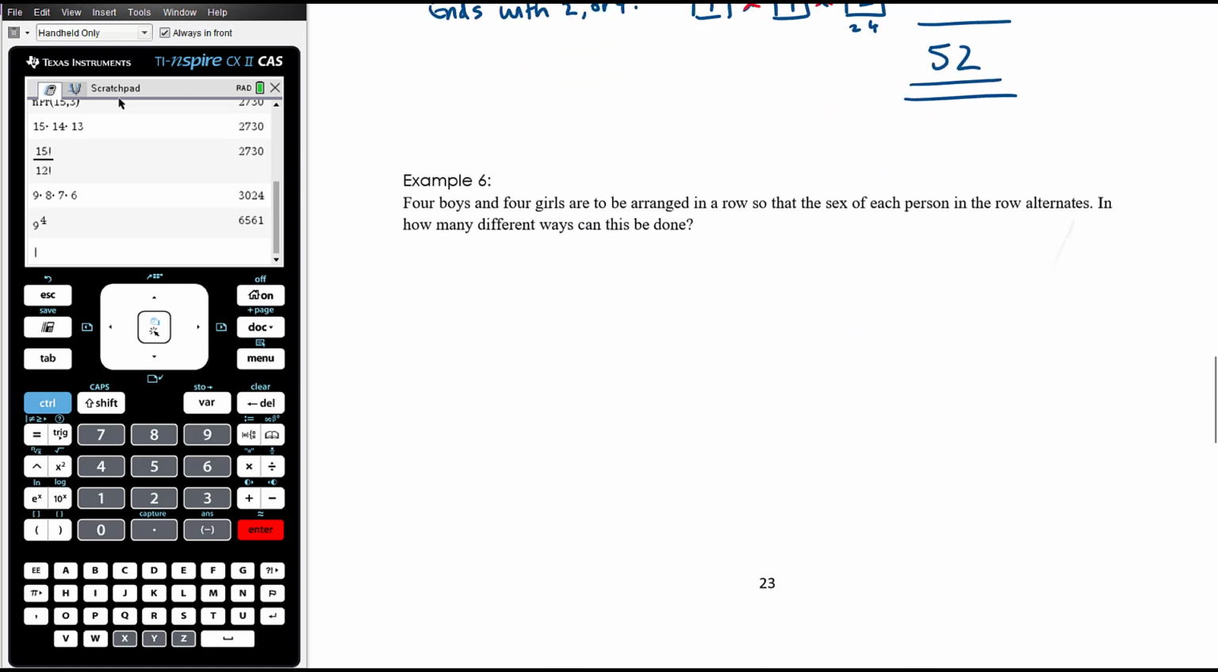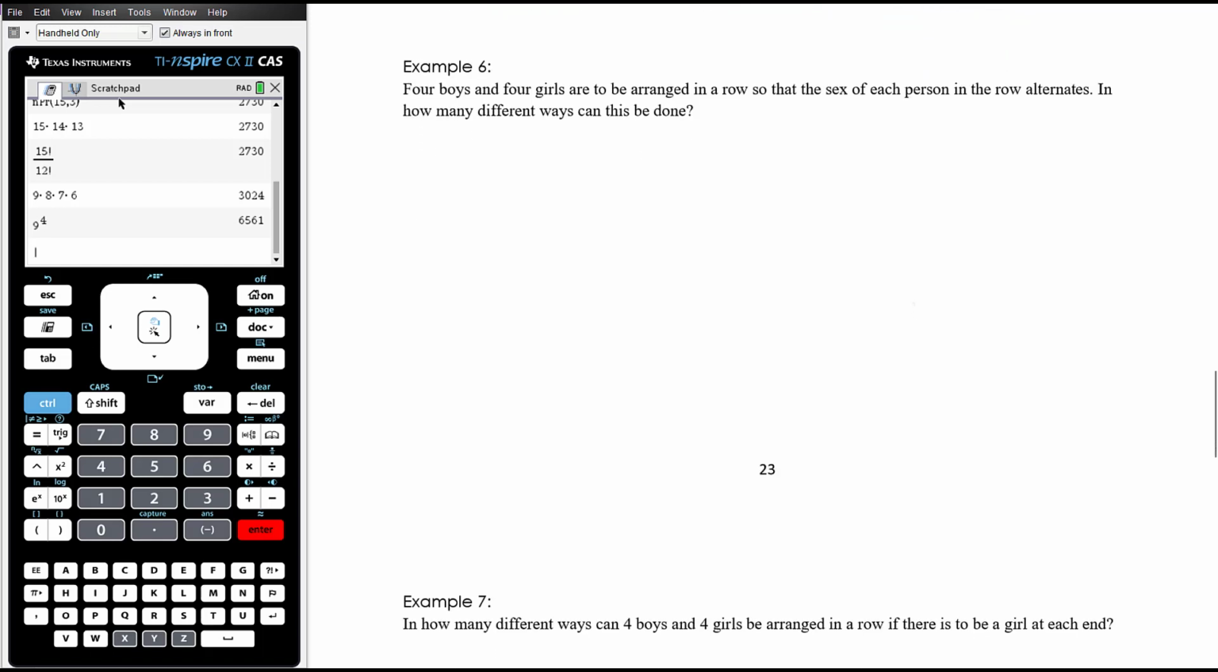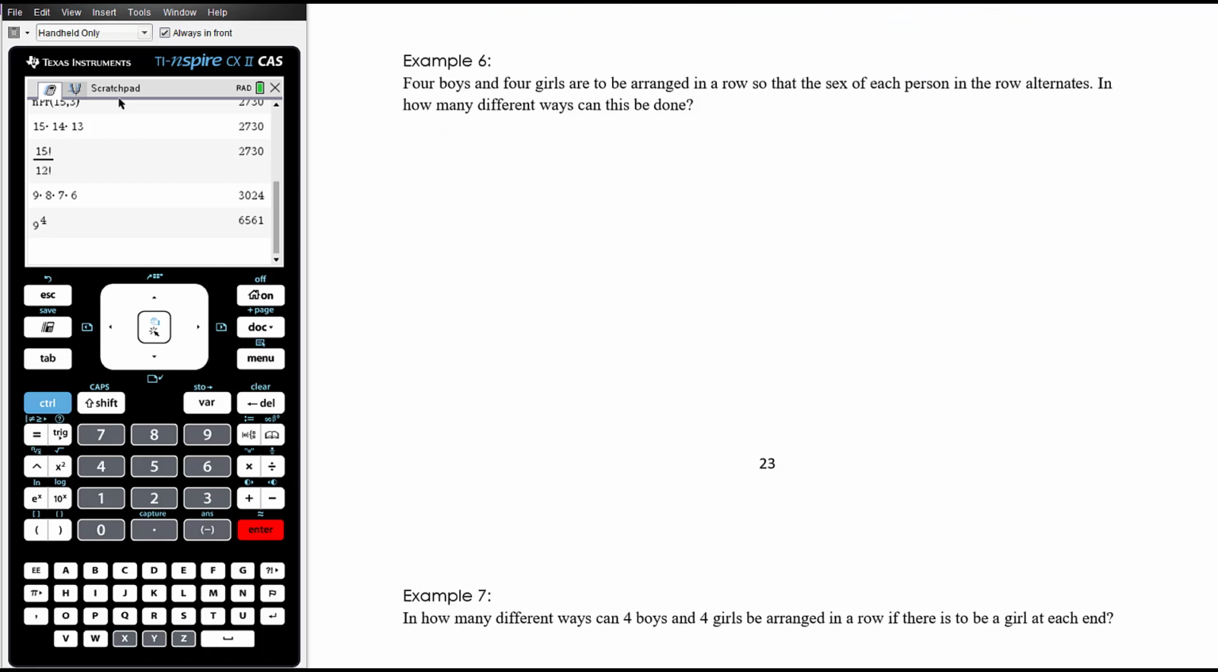Alright, let's have a look at example 6. 4 boys and 4 girls are to be arranged in a row so that the sex of each person in the row alternates. In how many different ways can this be done?